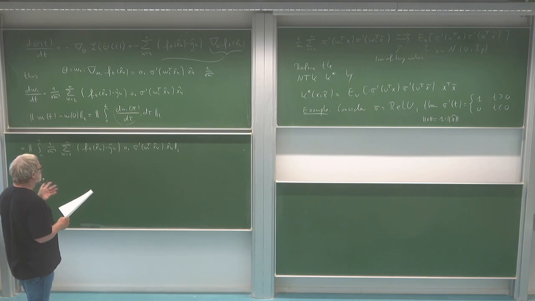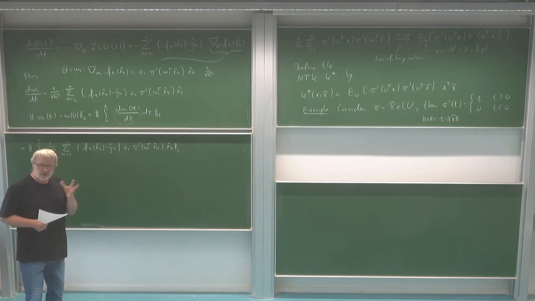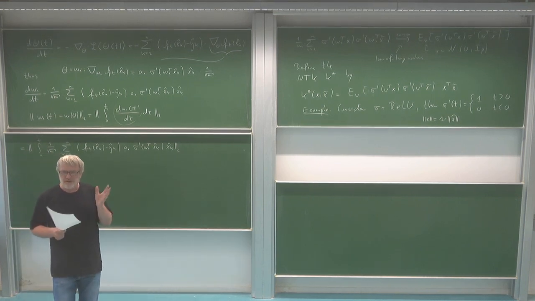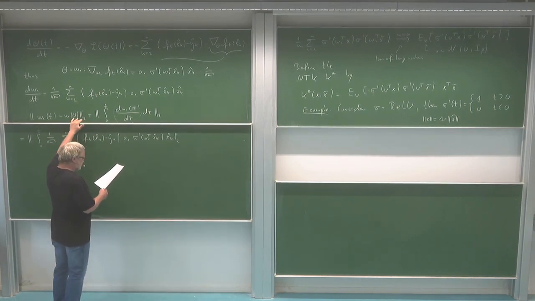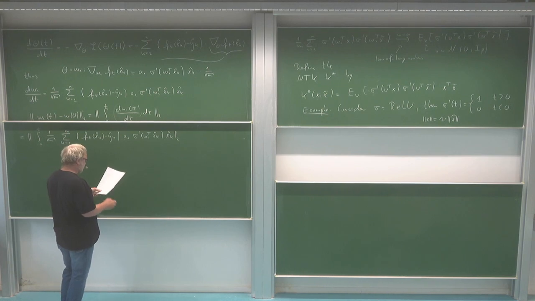Now what is the order of the whole thing? We want really to understand how this depends on m and n and such things. Okay, and so what do I have here?